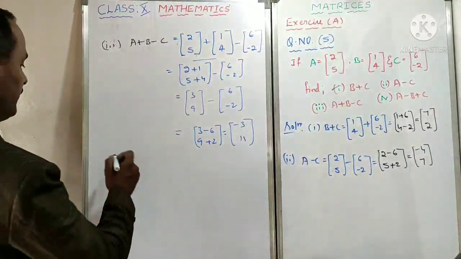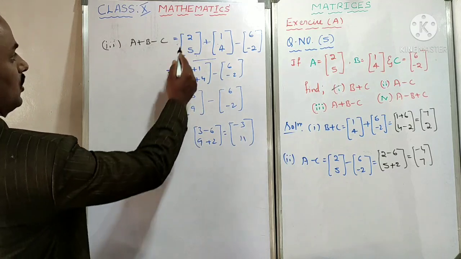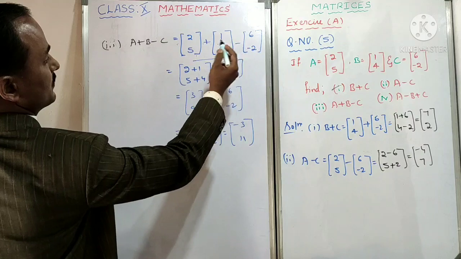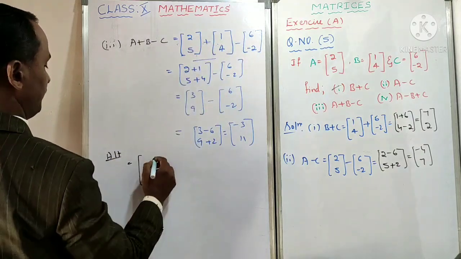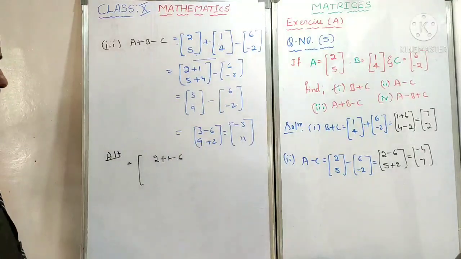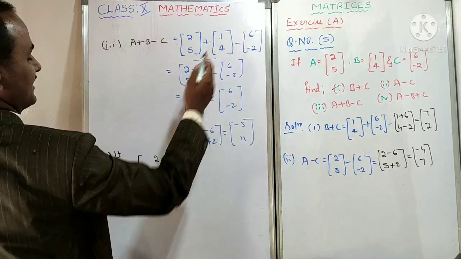Another method is an alternate method. I will show the alternate method. What is that? I will show. Look here. These three: this matrix addition with this one, this matrix subtraction with this one. Added 2 plus 1 minus 6. Direct step: 2 respective elements, 2 plus 1 minus 6.